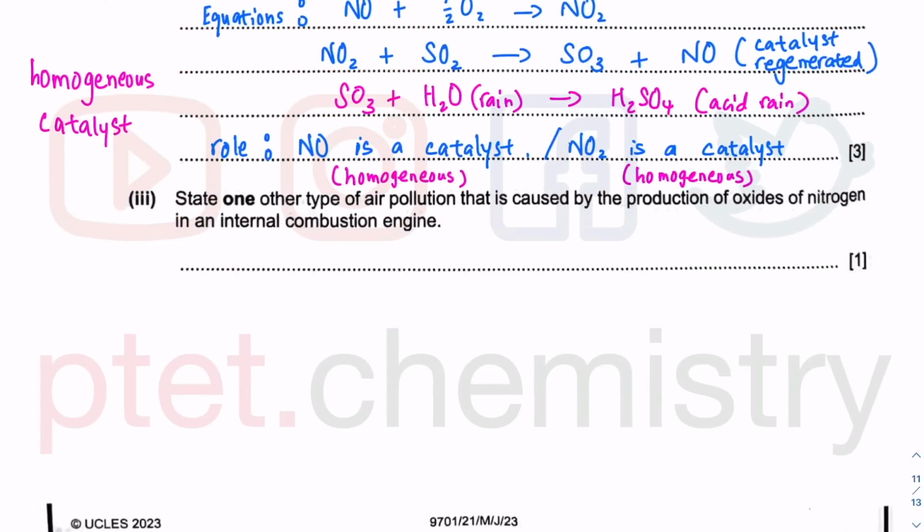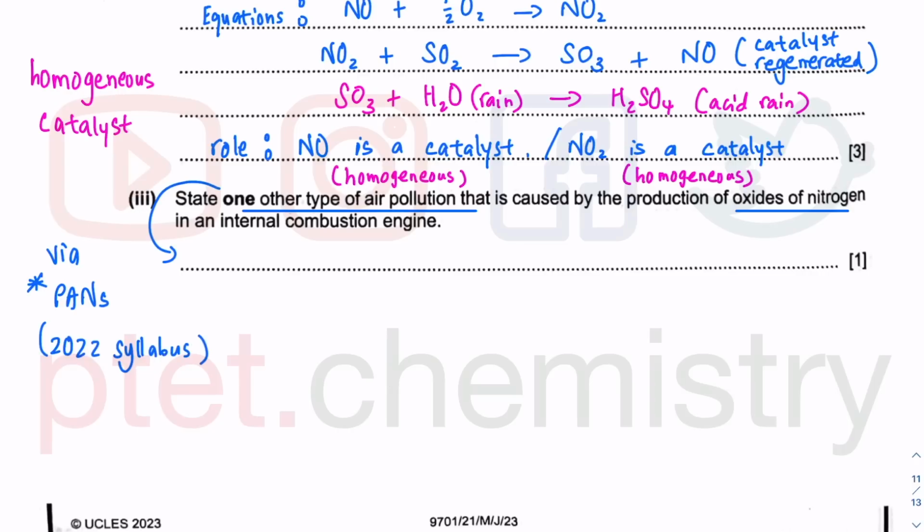In part 3, state one other type of air pollution caused by the production of oxide of nitrogen. One other type of air pollution. So this is via the peroxyacetyl nitrate, as stated in the new 2022 syllabus for the Cambridge International A-level. In fact, in the AS syllabus, it can form photochemical smog. In a big city like Beijing, it can become very difficult to breathe. It can cause respiratory distress, but that is the effect on human beings already.